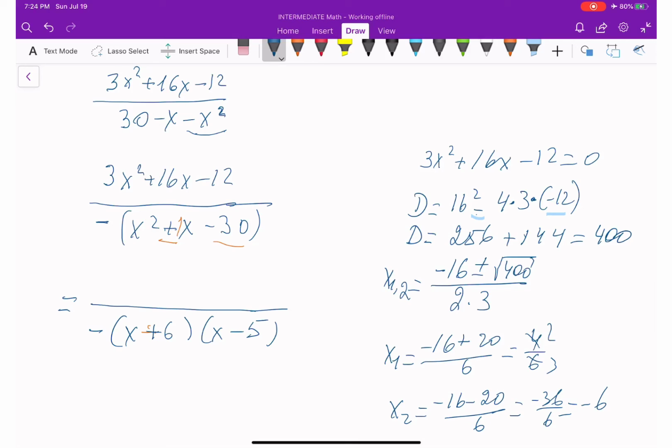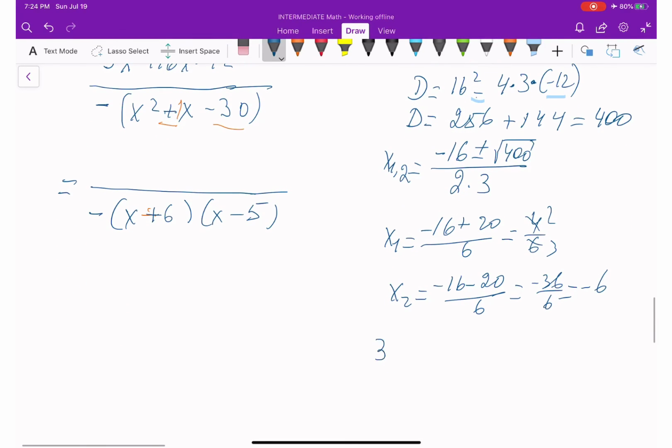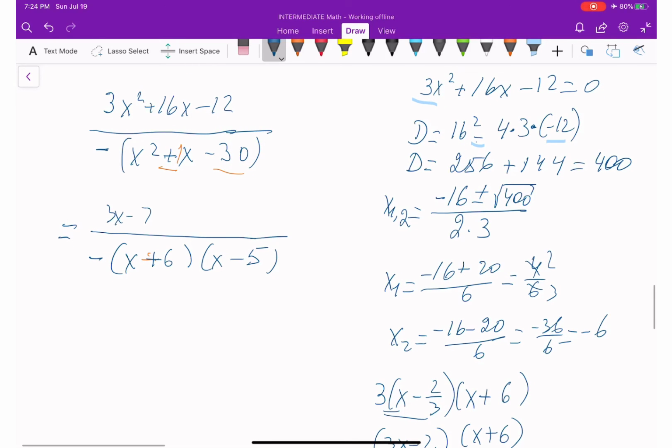Okay, our a is 3. Therefore, we are going to have 3 times (x minus 2/3) and (x minus negative 6), so it will be plus 6. Distributing the 3: (3x minus 2)(x plus 6). So x plus 6 is gone with x plus 6, and the answer is negative (3x minus 2) over (x minus 5).